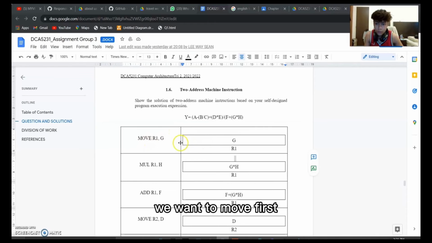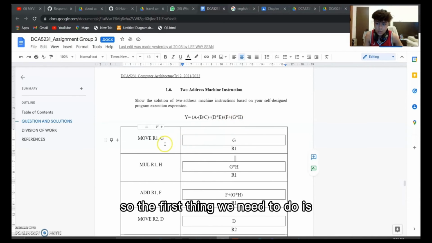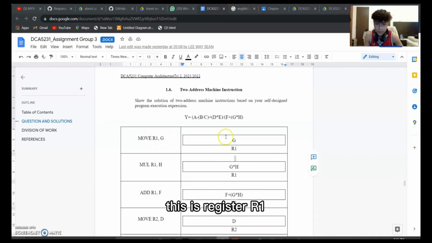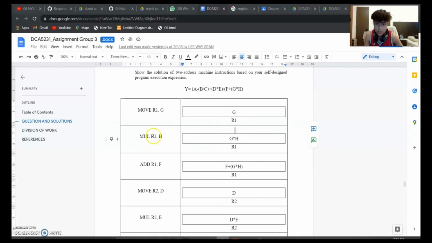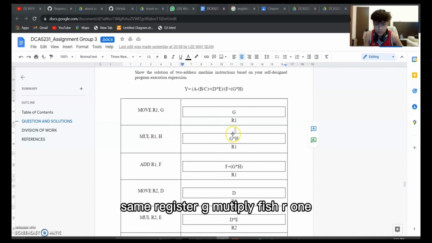We want to move first. So if we want to multiply G with H, the first thing we need to do is move G into R1. This is register R1. So we move G into R1 and then we multiply H and R1. Same register, G multiply H in R1.